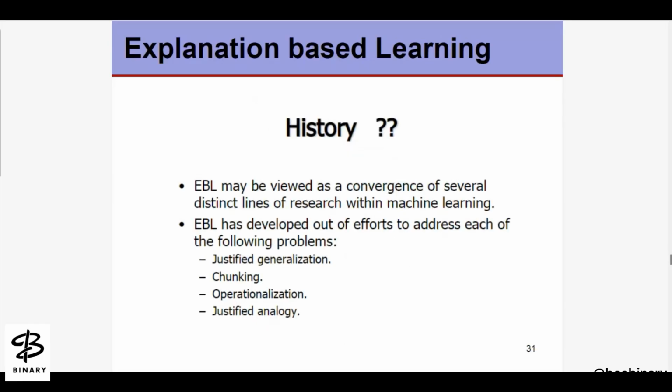So what is the history? Explanation-based learning may be viewed as a convergence of several distinct lines of research within machine learning. EBL has developed out of efforts to address the following problems: justified learning or justified generalization, chunking, operationalization, and justified analogy.